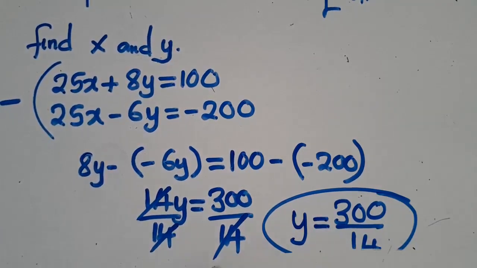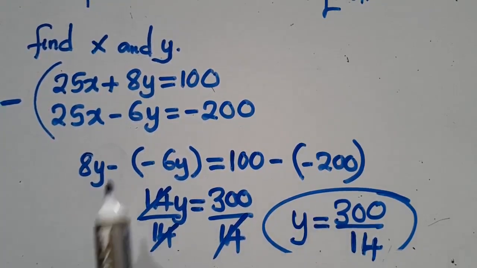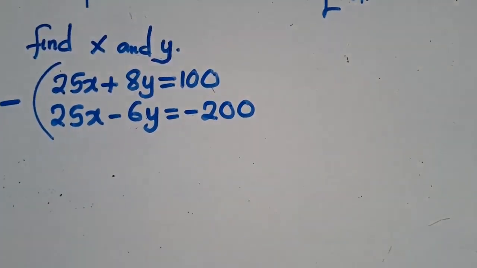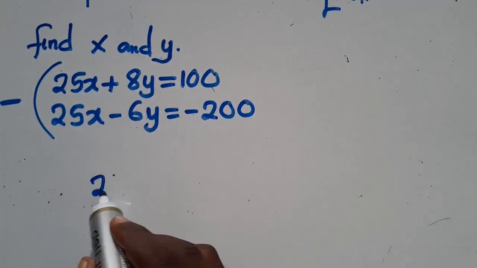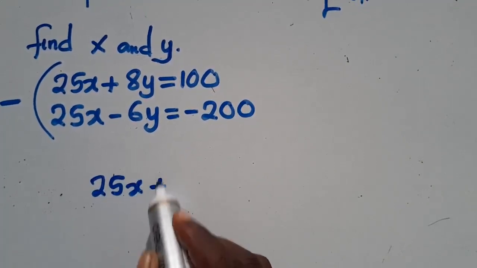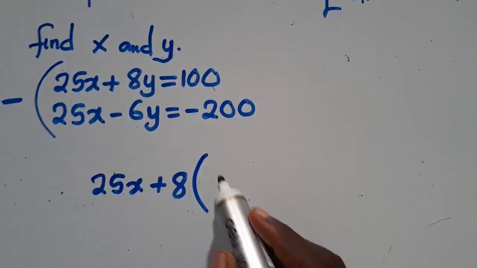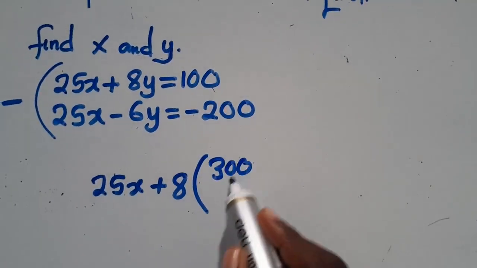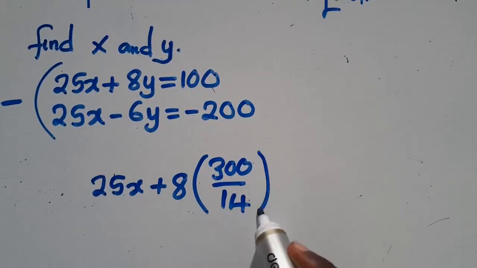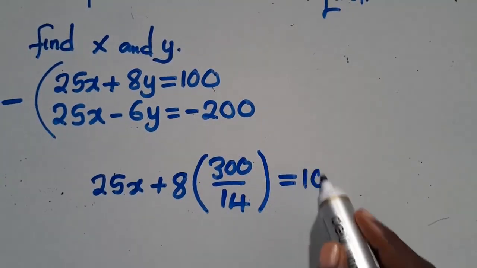Then how can we find the value of x? We found the value of y. How can you find the value of x? You get one of the two equations which you are given. So if you get 25x plus, you already have y. What is your y? We found y to be 300 over 14, like this, which is equal to 100.